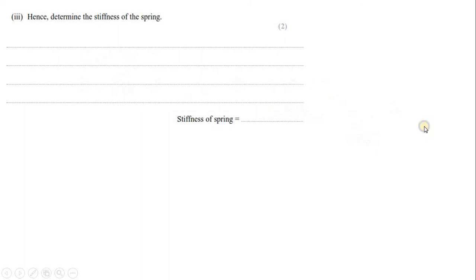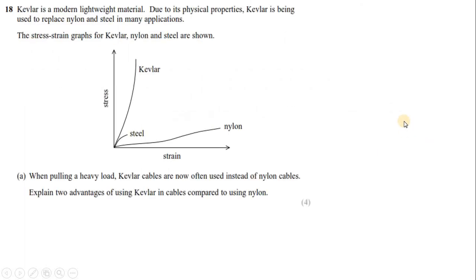Question number 18. Kevlar is a modern lightweight material. Due to its physical properties, Kevlar is being used to replace nylon and steel in many applications. The stress-strain graphs for Kevlar, nylon, and steel are shown. These are three graphs: nylon, steel, and Kevlar. When pulling a heavy load, Kevlar cables are now often used instead of nylon cables. Explain two advantages of using Kevlar in cables compared to using nylon.